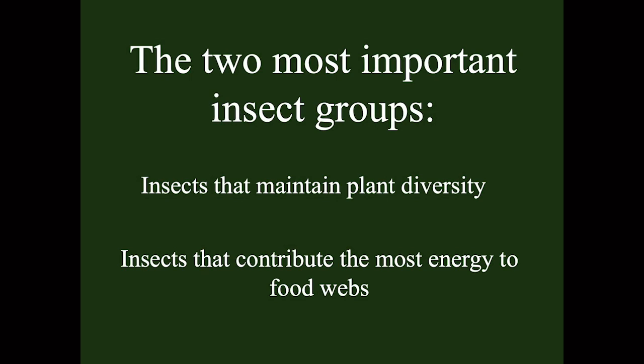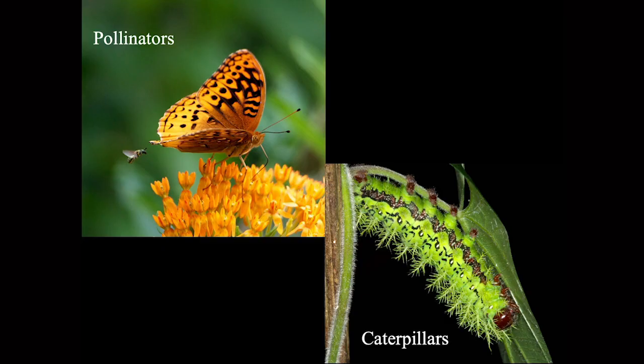So let's focus on the two groups of insects that are the most important. And that would be the insects that maintain plant diversity and the insects that contribute the most energy to food webs that support all the other life out there. So we're talking about pollinators. And we're talking about caterpillars. Who says those are the two most important groups? I do, and I'm giving this talk. Somebody out there is going to argue with me, I know, but we're going to focus on these two.